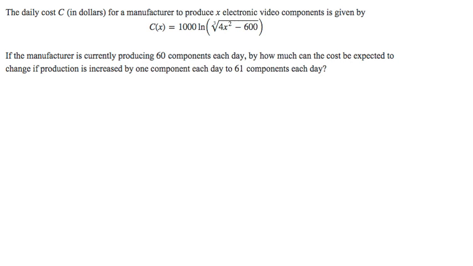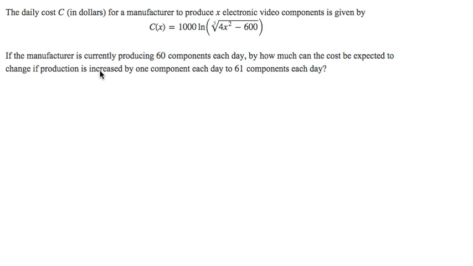Okay, in this problem, we are given the total daily cost to produce x electronic videos. So if the manufacturer is currently producing 60, how much can the cost be expected to change if production is increased by one component each day to 61? This is a reference to marginal cost, and that's what you're supposed to understand here.